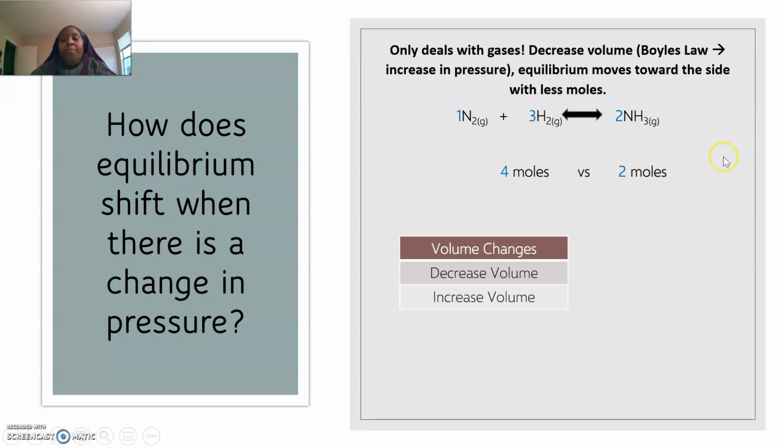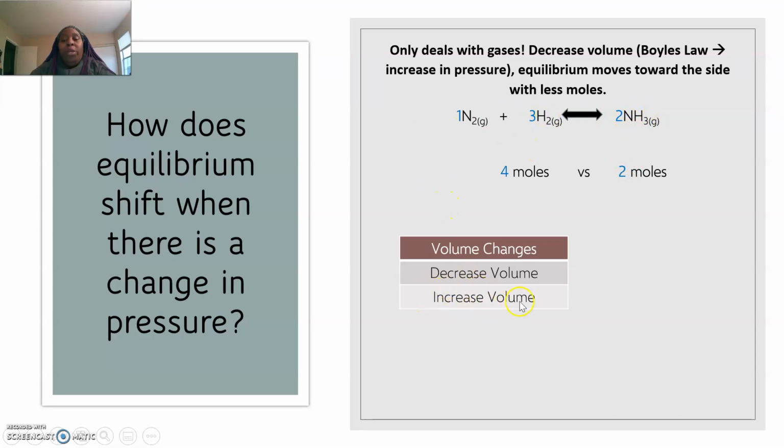Let's go through it. Volume change: we have decreased the volume, which means we have increased the pressure. Because we've decreased the volume, there is less space for the gas to float around in. To reduce the stress on the system, the reaction is going to shift toward the side that produces the least amount of moles. With 4 moles versus 2 moles, the reaction shifts toward the product side, because the product side has 2 moles while the reactant side has 4 moles.